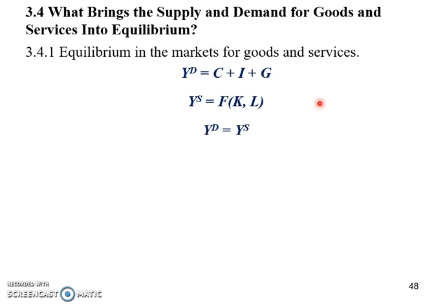When the market is clear, when it reaches its equilibrium, we said that the aggregate demand for goods and services equals aggregate supply. That's just what we call the equilibrium condition. So here we just plug in C plus I plus G to the left hand side, and then the production function to the right hand side. That's what we got here.